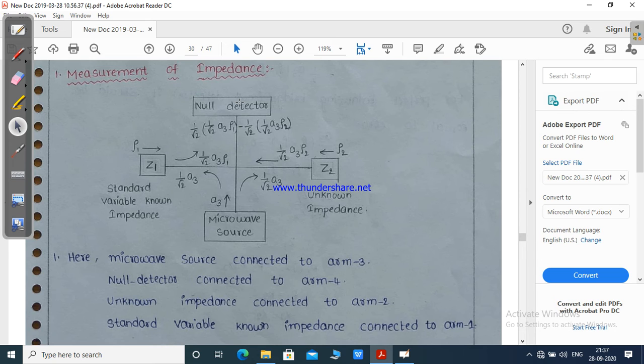Based upon this we can find the unknown value Z2 by varying this. First of all, at one point, I am transmitting some microwave energy here.